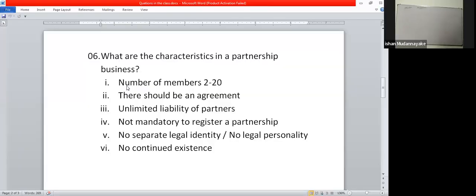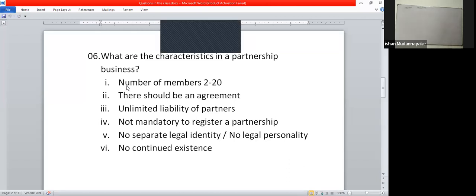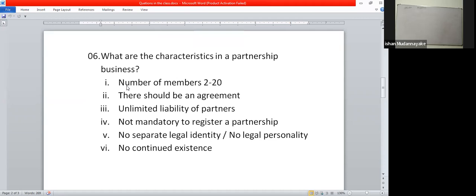These are the characteristics of a partnership business. Number of members in a partnership 2 to 20. There should be an agreement. Unlimited liability of partners. Registration of the partnership business is not mandatory. No separate legal identity, no legal personality. And then no continued existence. So these are the characteristics of a partnership business organization.